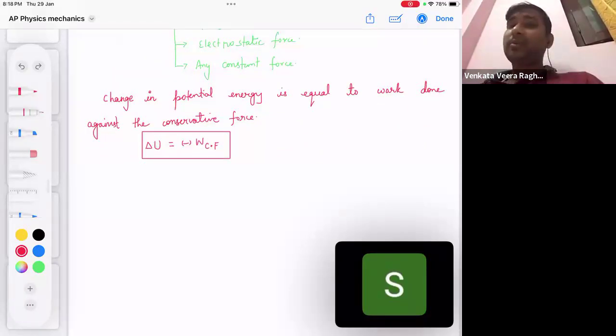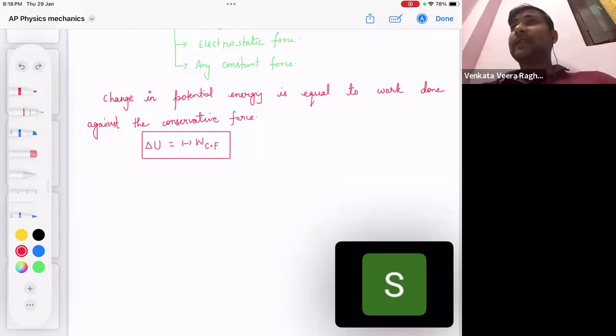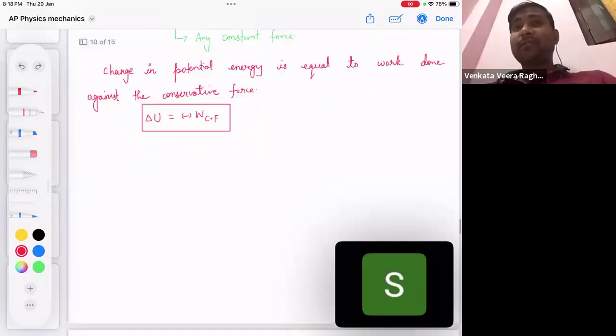Every time writing the difference in potential energy or change in potential energy is a little bit difficult. So that's why whenever we write the potential energy, we take a point as a reference, or we take a line as the reference. How? Let's see. First of all, do you understand what is the definition of change in potential energy?